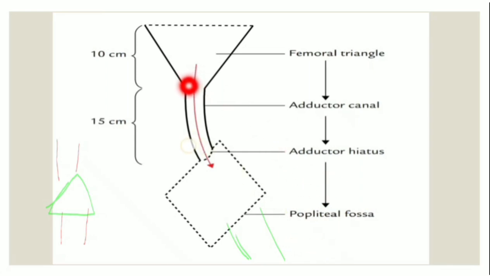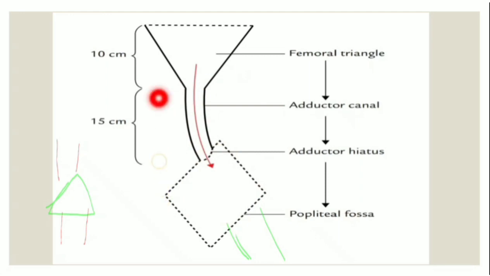So what happens, the femoral triangle contents, the femoral artery, nerve, and the vein, have to enter the popliteal fossa through a passage. In the thigh, in the upper 1/3 you will have the femoral triangle, and in the lower 1/3 you will have the adductor canal. Simple, that is the whole thigh. Upper 1/3 we have the femoral triangle, and lower 1/3 we have the adductor canal.